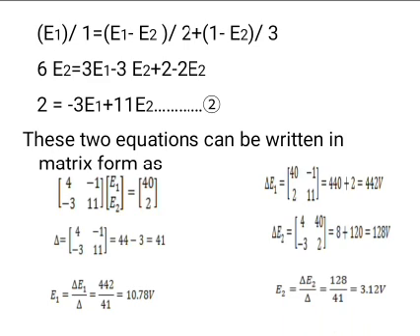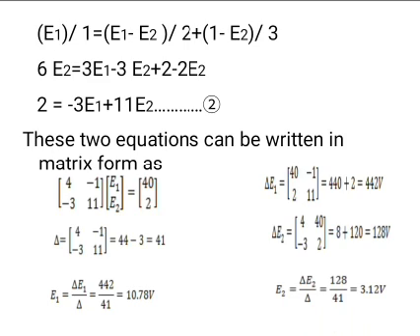In delta E1, the determinant of the given matrix is 40 into 11, that means 440, minus of minus 2, that means plus 2. 440 plus 2 equals 442 volts. Next, in delta E2, the determinant of the given matrix is 4 twos are 8, minus of 40 into 3, that is 120. 8 plus 120 equals 128 volts.